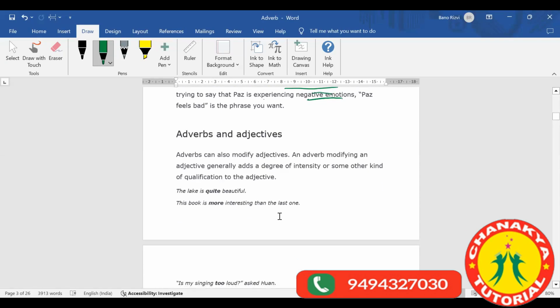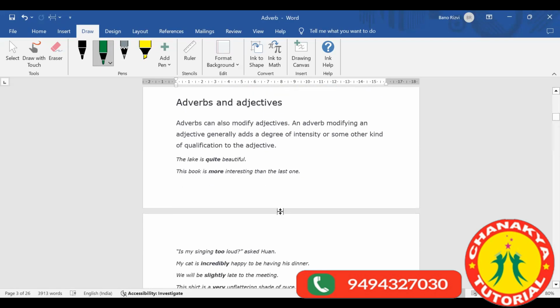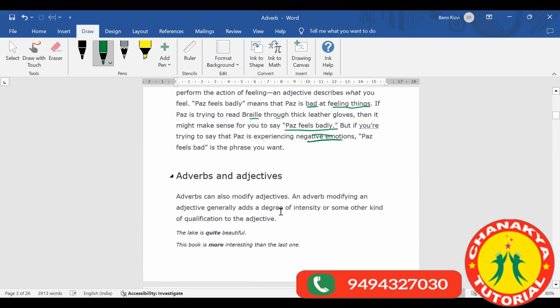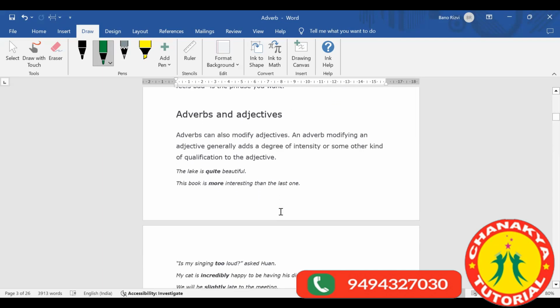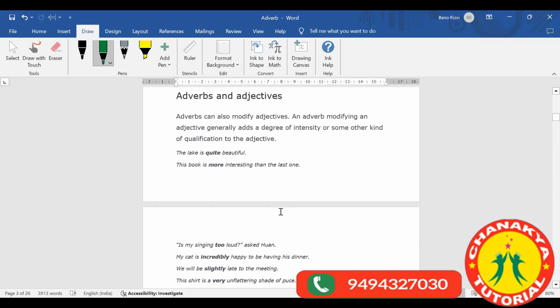So that was adverbs and verbs. Now we will do adjectives, adverbs that modify adjectives. This is the definition of adverb. An adverb modifying an adjective generally adds a degree of intensity or some other kind of qualification to the adjective.